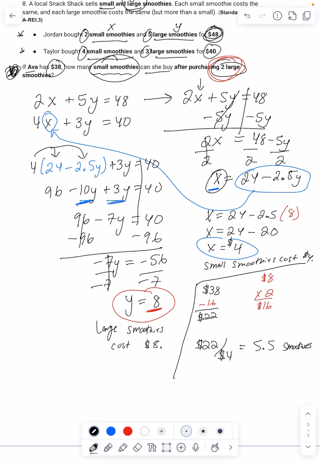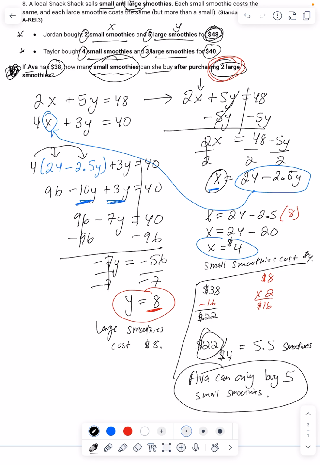But can she afford the full amount? If it's 5.5, you're probably going to ask me, do I round down or up? What do we do here? Well, if she wanted to buy 6 smoothies, let's say we round up, 6 times 4 would be 24. She doesn't have $24. So that means Ava can only buy 5 small smoothies at the end. She cannot afford to round up. In this case, she has to round down.